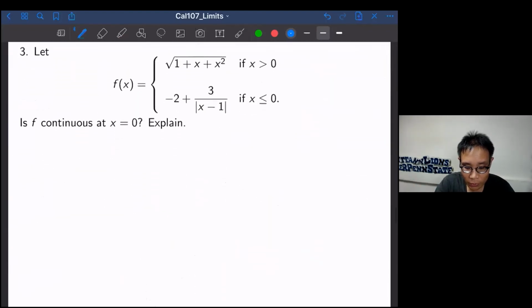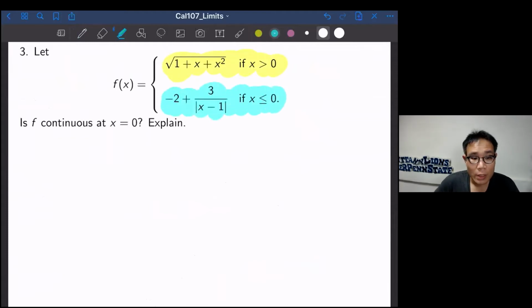The next one, you see you have f(x) equal to square root of 1 plus x squared when x is more than 0. So this one is the yellow case. And the second one, you have f(x) equal to negative 2 plus 3 over |x| minus 1 if x is less than or equal to 0. So this one is the blue case. The question asks you the same thing but at 0. So the question asks you whether it's continuous at 0.